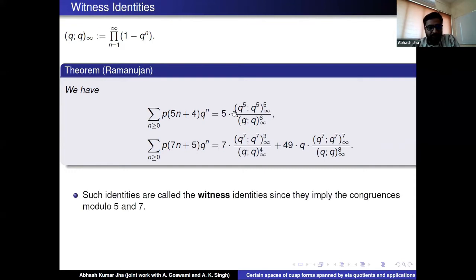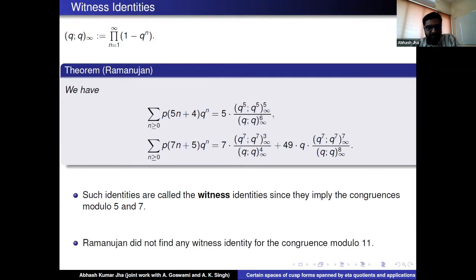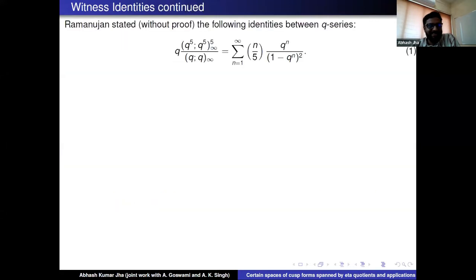So these identities are called witness identities. But Ramanujan didn't find any witness identity for the modulus 11. To prove this witness identity, Ramanujan stated these two identities, which I'm going to state now. On one side you have a q series, q to the power 5, q to the power 5 infinity to the power 5, and in the denominator we have q infinity, and on the right side we have this series. Basically this series, as I've told, is a modular form, and the right hand side is basically an Eisenstein series.